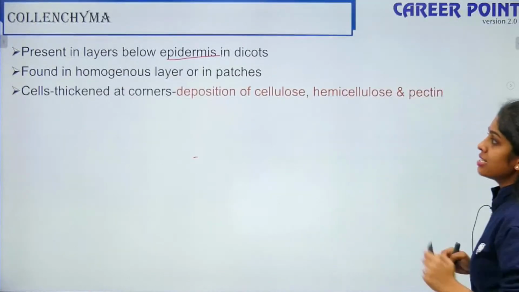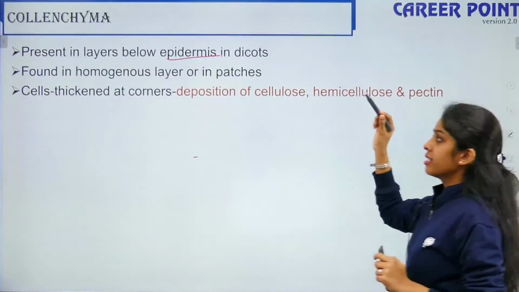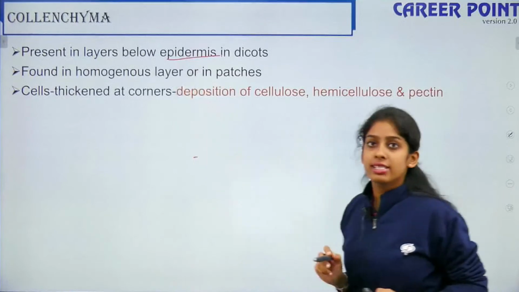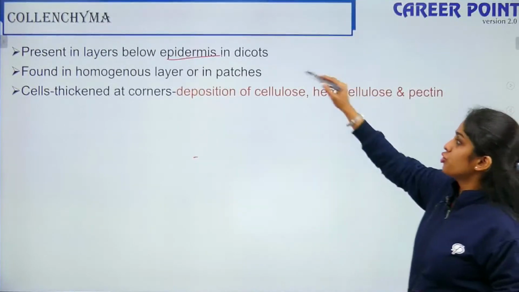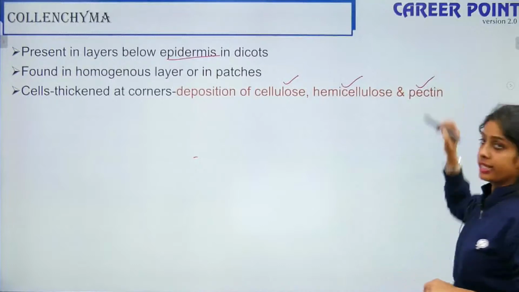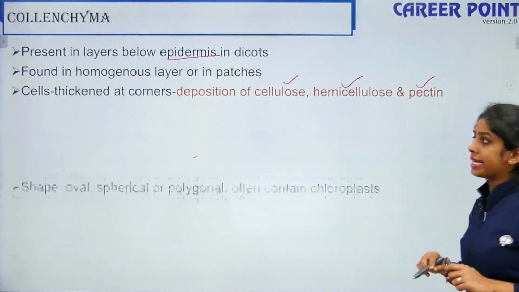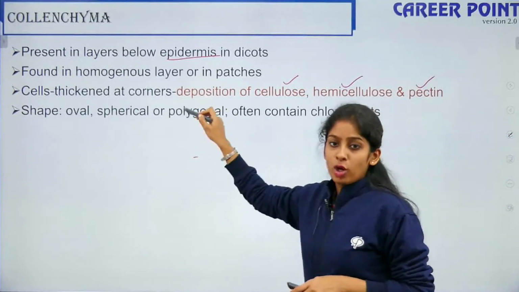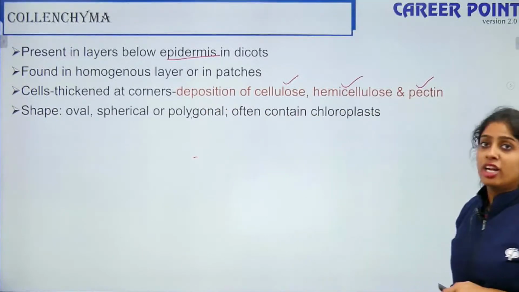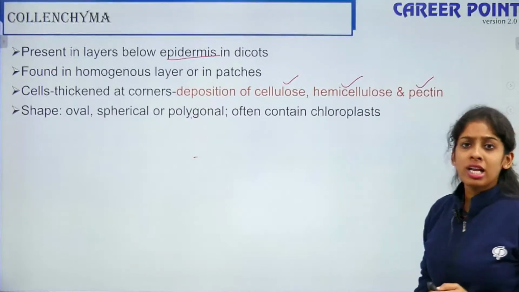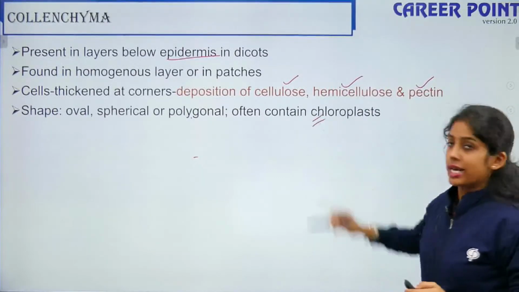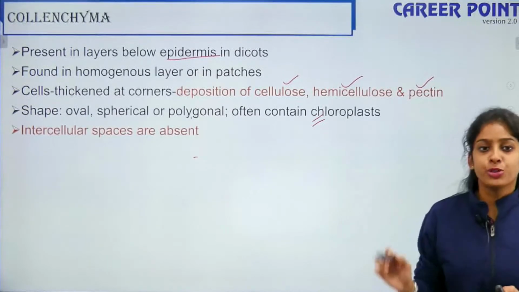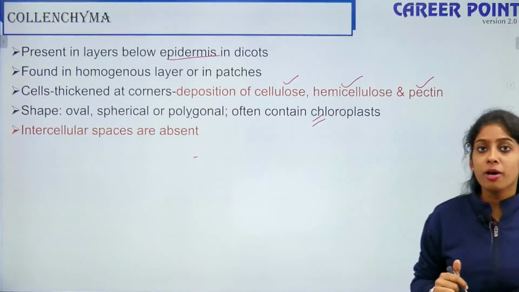Alright. So cells are thickened at the corners. Once again, the cell wall in parenchyma was thin, but here it is thickened at the corners, and you have deposition of cellulose, hemicellulose and pectin. This is only in the case of collenchyma. What is the shape of the cells? It is oval, spherical or polygonal, and they often contain chloroplast. So collenchyma, C, remember chloroplast. Intercellular spaces are absent here. Intercellular spaces are specific to your parenchyma.